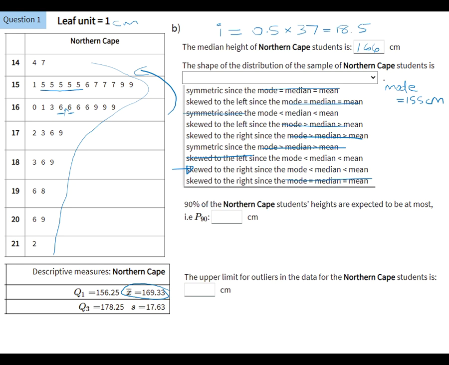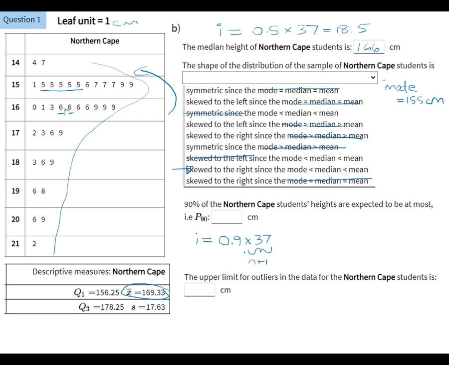So our next question asks us to calculate a percentile. We want the 90th percentile. So again, we are going to first go calculate the position of our percentile. So in this case, it would be 0.9 times 37. Because remember, in our formula that we're using here, we're using n plus 1.